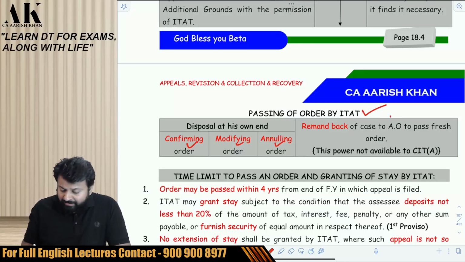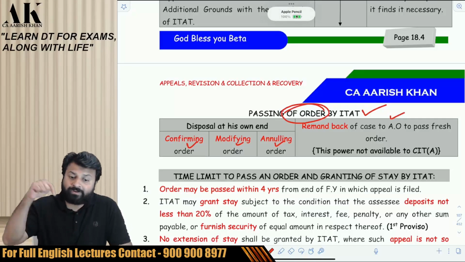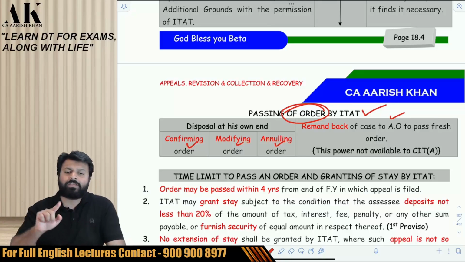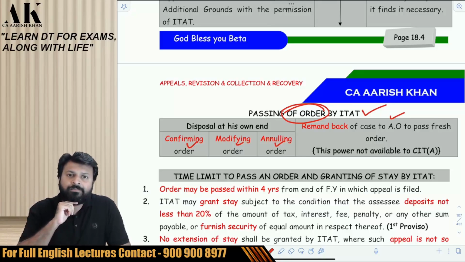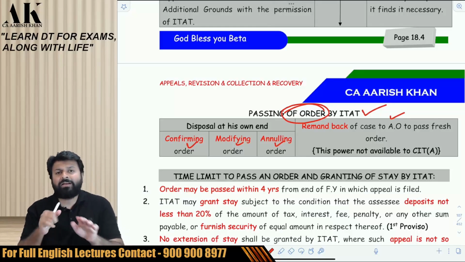And one fourth power is also there with the tribunal, and that is not there with the CIT appeal. This power is there with the tribunal: the tribunal can remand back the case to the AO and tell the AO, the assessing officer, to do the assessment fresh. So this fourth power is not there with the CIT appeal. That is the reason we have divided the scope into two categories.